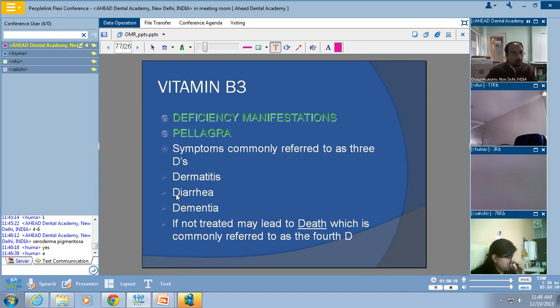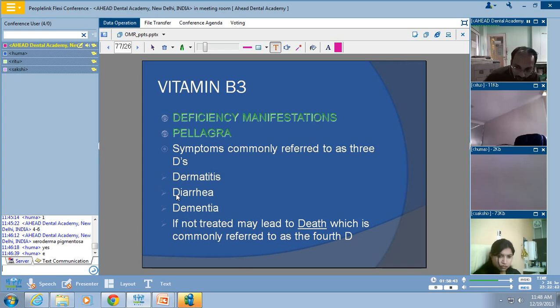Vitamin B1 deficiency causes beriberi. Vitamin B2 deficiency causes ariboflavinosis. Vitamin B3 deficiency causes pellagra. Well, pellagra is important not only because of the 3 Ds in it, which are dermatitis, diarrhea, dementia, which will lead to the 4th D, which is death. Okay?